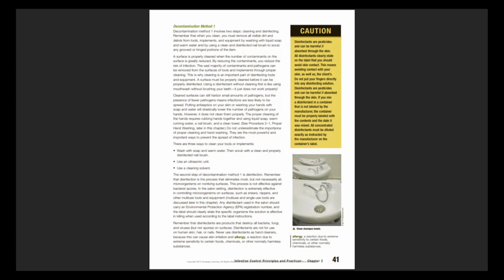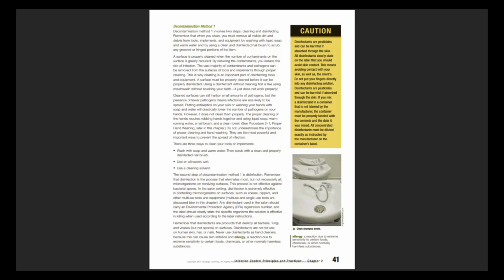In the salon setting, disinfection is extremely effective in controlling microorganisms on surfaces such as shears, nippers, and other multi use tools and equipment. Multi use and single use tools are discussed later in this chapter. Any disinfectant used in the salon should carry an Environmental Protection Agency EPA registration number, and the label should clearly state the specific organisms the solution is effective in killing when used according to the label's instructions.